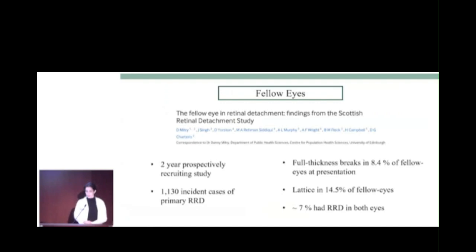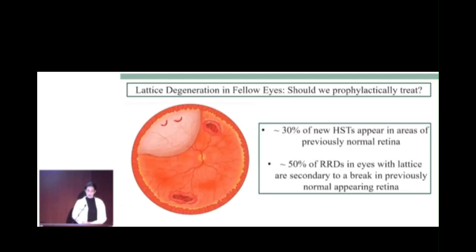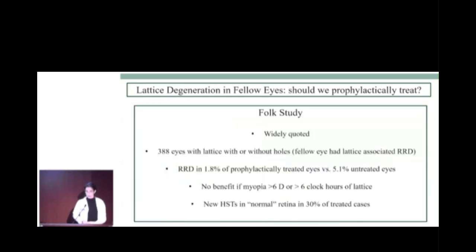And then just lastly, we'll talk about the fellow eyes. I just wanted to include this study so I could show you the percent of fellow eyes that was seen in a recent study to have lattice. So if you look, almost 15% of fellow eyes had lattice present, and about 7% had a rhegmatogenous retinal detachment in their fellow eye. But the important thing here to answer the question for fellow eyes is, should we treat? If you remember, I discussed the percent of patients that detach from new breaks. And so we're limited in recommending to treat all lattice, even in fellow eyes. And so the conclusion there also is that we don't really do it.